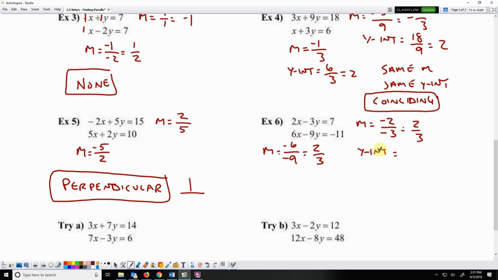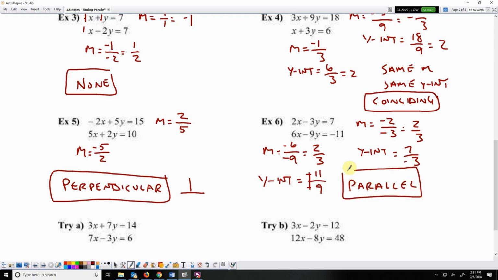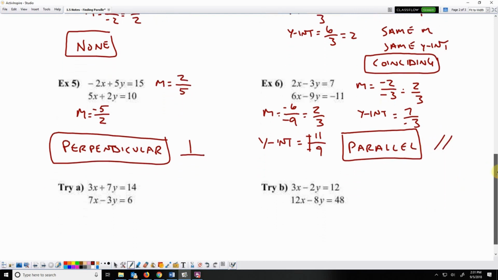So the y-intercept is C over B, 7 over negative 3. And the second y-intercept, negative 11 over negative 9, which is 11/9. Same slope, but different y-intercept means these lines are parallel. There is a parallel symbol as well. We could just put those 2 slashes. That means lines are parallel.